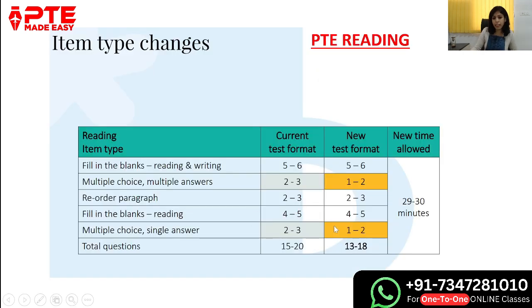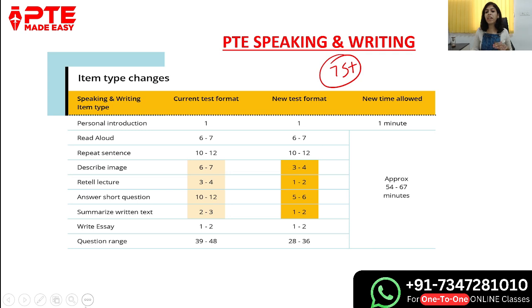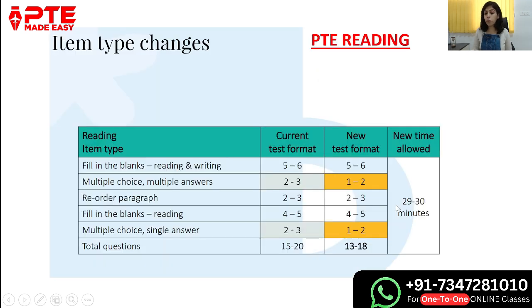Now, for the reading type, we get 5 to 6 questions. Fill in the blanks, reading and writing. Then multiple choice, multiple answers, 1 or 2, can be skipped. Reorder paragraph 2 to 3, do not skip. Fill in the blanks, 4 to 5 questions, multiple choice, single answer, 1 or 2 questions. Total 13 to 18. So the speaking and writing part will take somewhere between 54 and 67 minutes. But the reading module will take only half an hour.